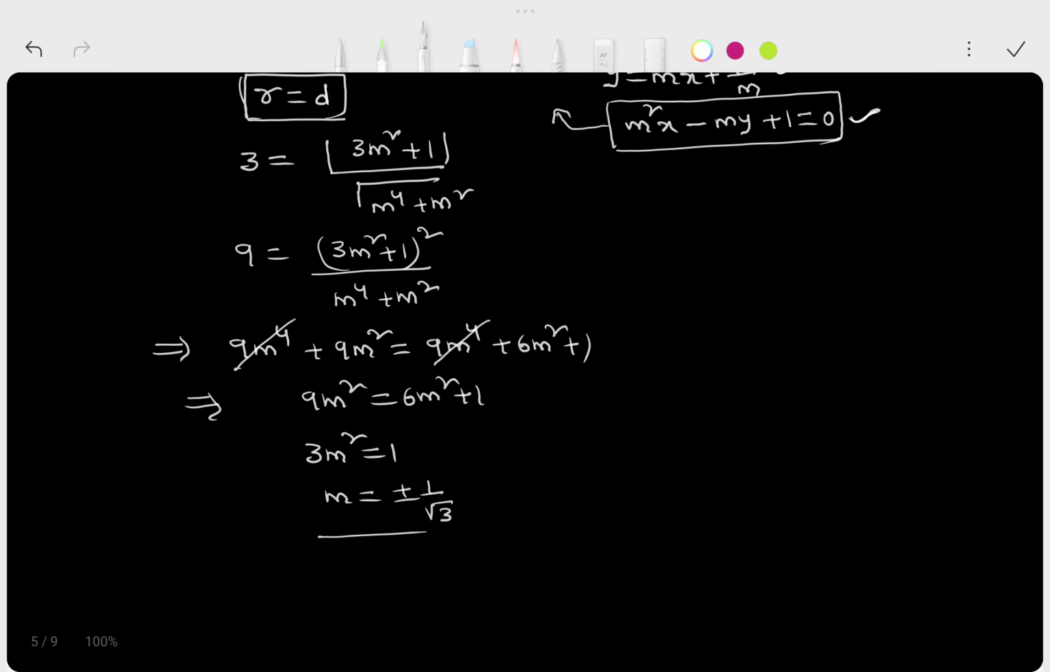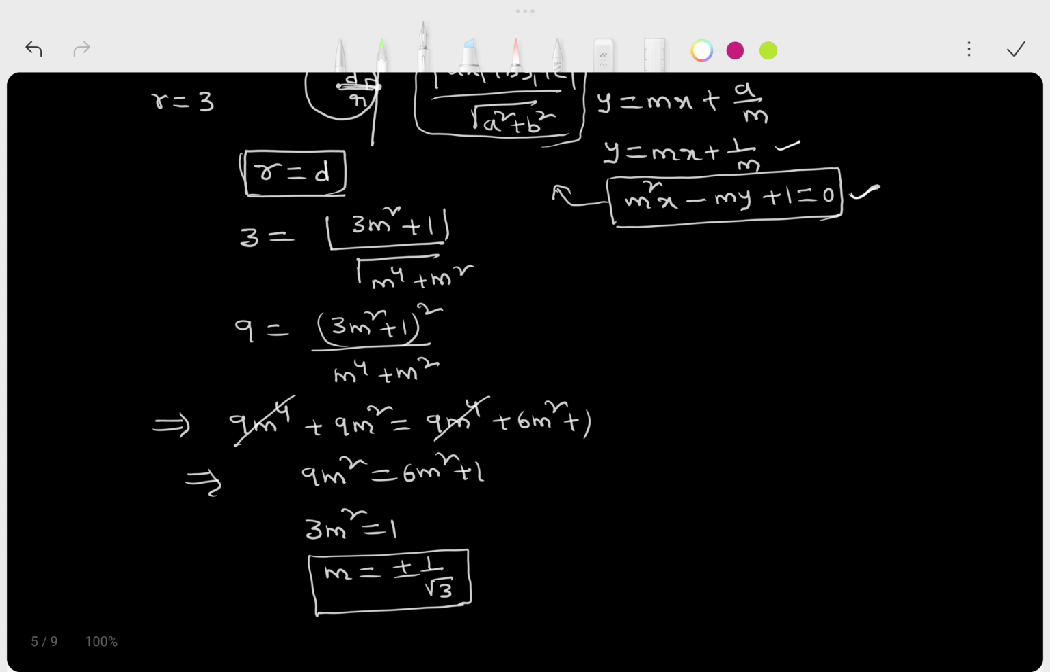And what is the meaning of this? It represents the slope of the common tangent. So in the upcoming problems, whenever you want to find the slope of the common tangent, the solution is up to this point. Now you substitute this m value in this equation, therefore the equation of the common tangent.